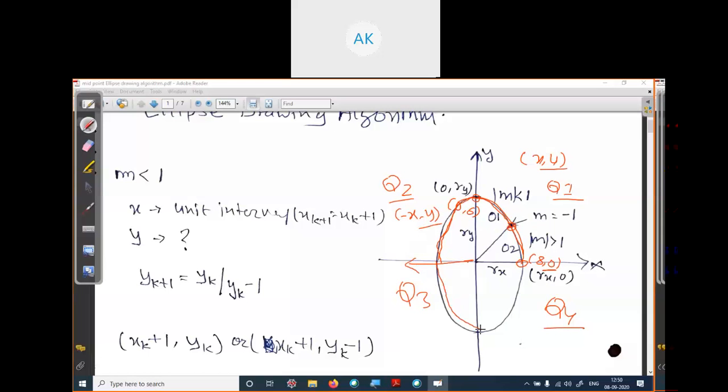For calculating the points of quadrant 3, x and y both are negative, and for quadrant 4, x is positive and y is negative. So the points we have calculated in quadrant 1, we just follow the symmetric property and calculate the other points in other quadrants.